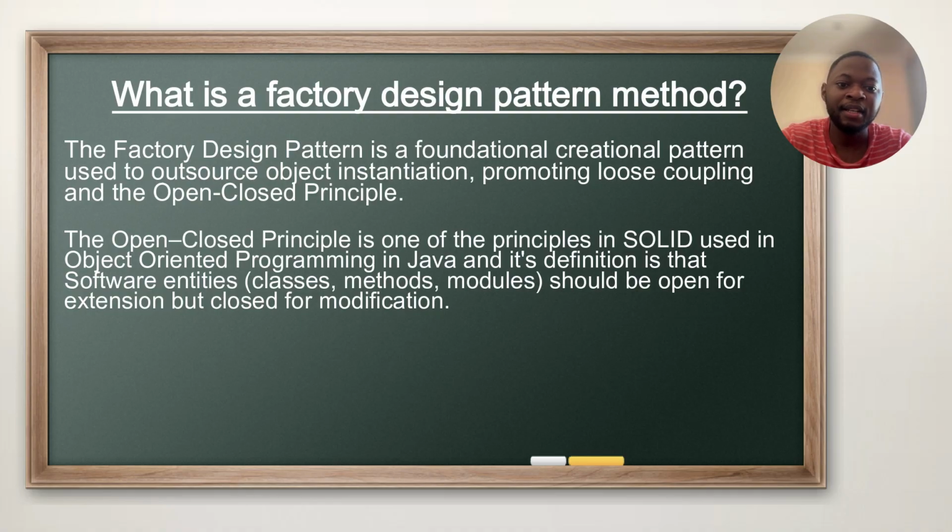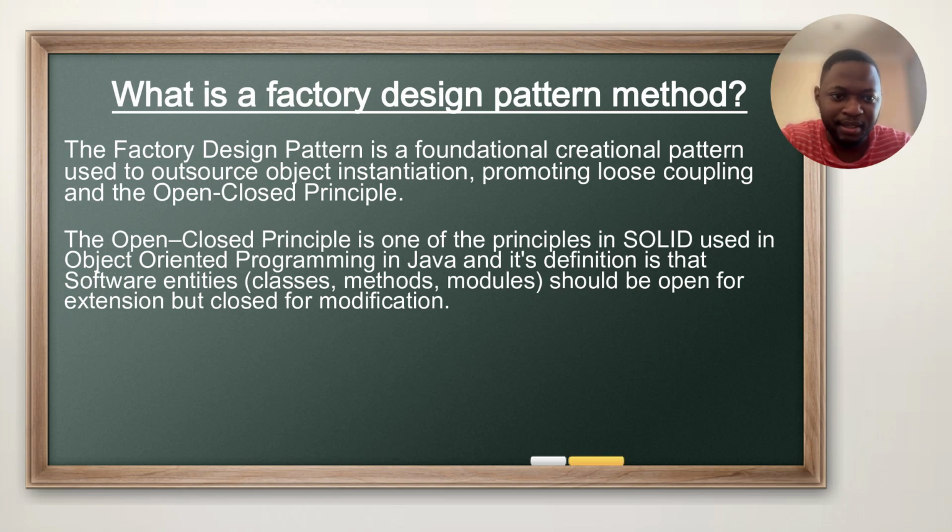programming in Java, and its definition is that software entities like classes, methods, modules should be open for extension but closed for modification. We try to limit or we prohibit modification at all costs. So we build our software in a manner where we can easily extend the functionality of it as we scale, rather than making updates or alterations to the code.